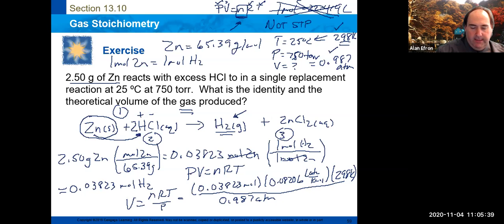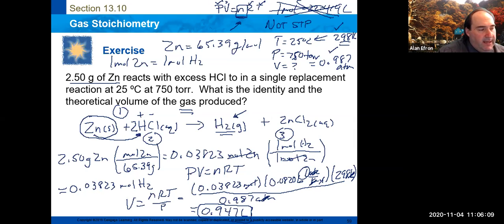Take that 0.08206 times 298 divided by 0.987. It's going to give us a volume of about 0.947 liters, or about 947 milliliters. Again, the moles will cancel, Kelvin will cancel, atmospheres will cancel, leaves us just liters that's left.